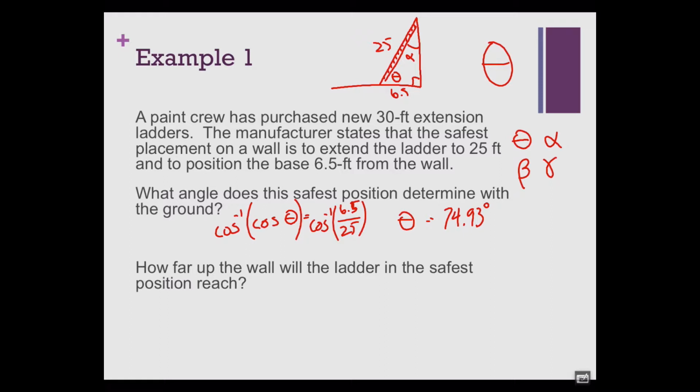What's the practical way to find alpha? Subtract it from 90. Okay. Part B. How do I find this? Let's call it h for height. How do I find h? There are a couple of ways. Michael. Beautiful. Pythagorean theorem. Set it up for me just to make sure we're all on the same page. 6.5 squared plus x squared equals 25 squared.